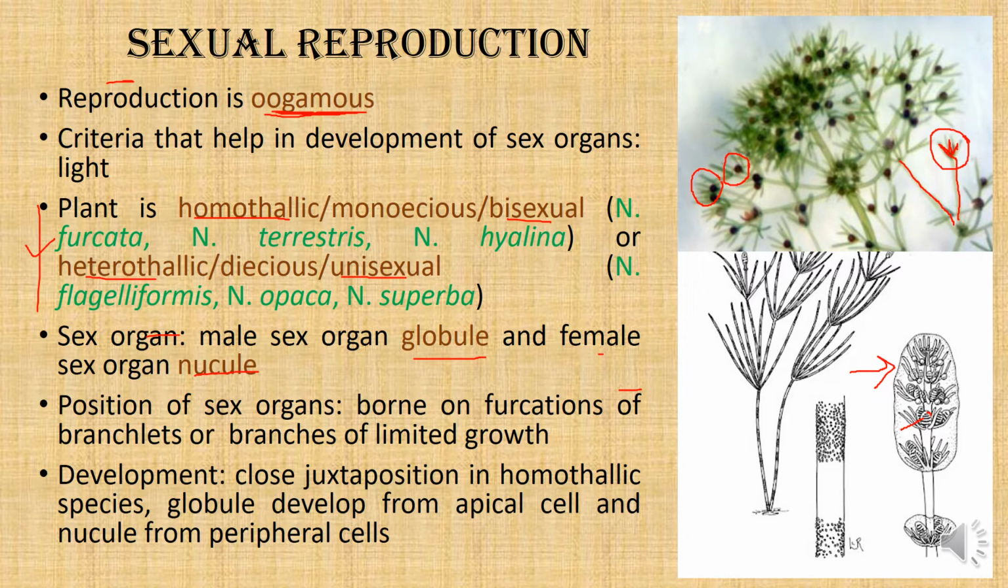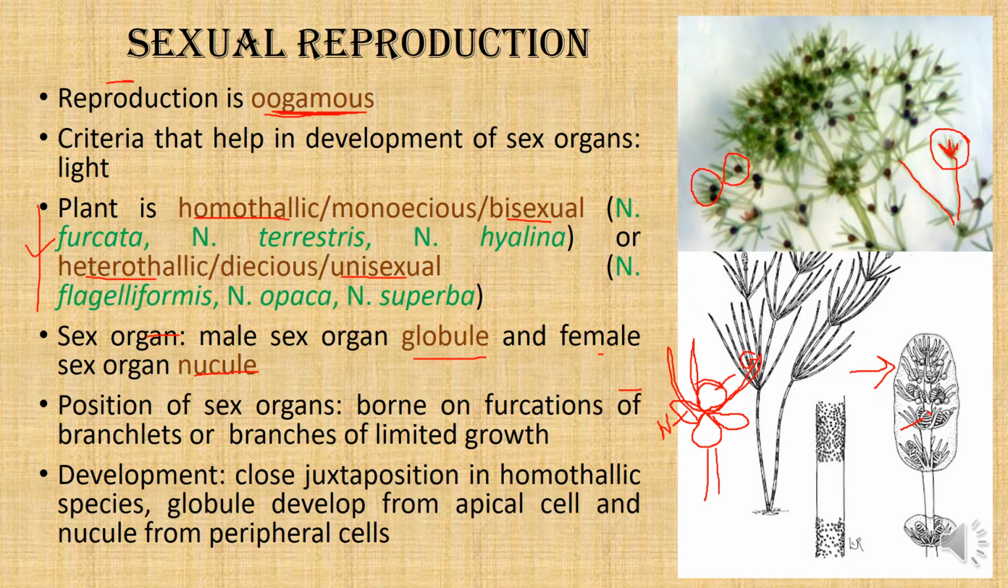born on the top, on the terminal position. For example, this is the globule. If it is a bisexual or homothallic species, then it will contain nucules. These are the nucules, the female reproductive organ, and this is the globule, the male reproductive organ, that are born among the furcations. So if this is the furcation, the sex organs are born like this.